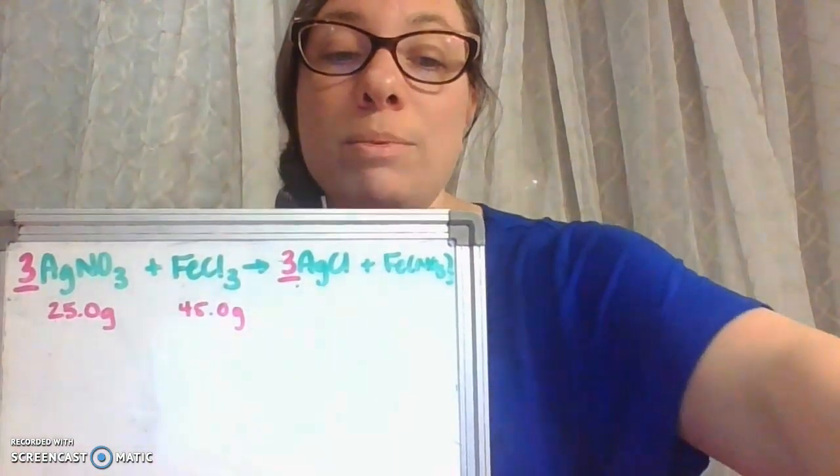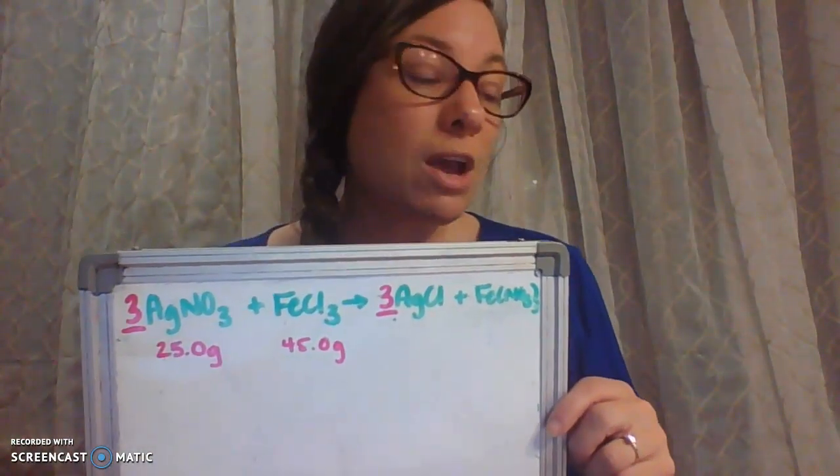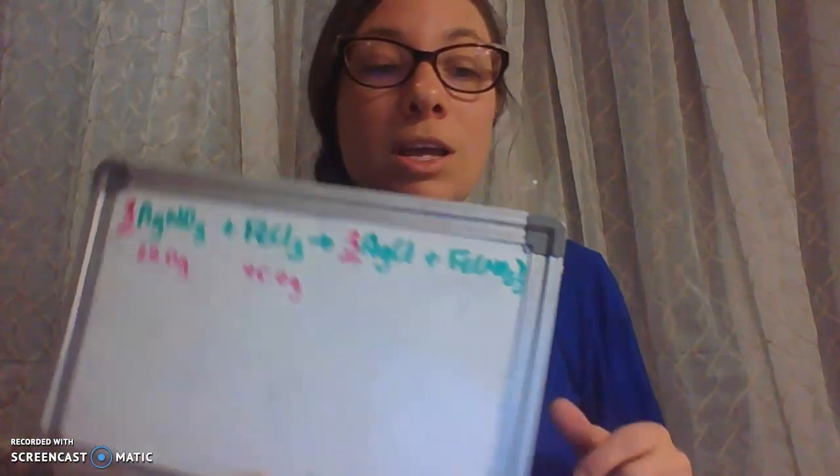Now, if you don't have a periodic table handy, you are going to need one. So pause this video and go grab your periodic table. If you're all ready to go, we're going to get started. So what we're going to do is 2 calculations. We're going to start with both of these given amounts, 25 grams of silver nitrate and 45 grams of iron chloride. And we're going to convert both of those to the same product.